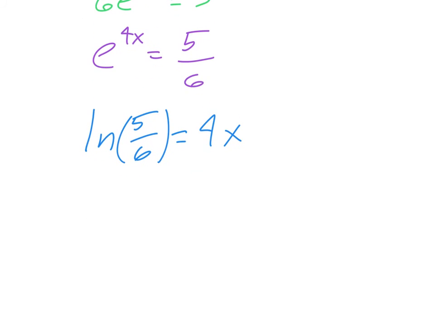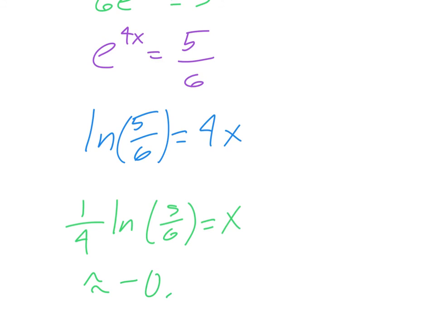If you think of it as multiplying by 1/4, it'll look a little bit nicer, so we do 1/4 natural log of 5 over 6 equals x. So that would be the exact answer, and we could then approximate that on the calculator. And we end up with a negative 0.0456 when we round to the nearest 10,000th.